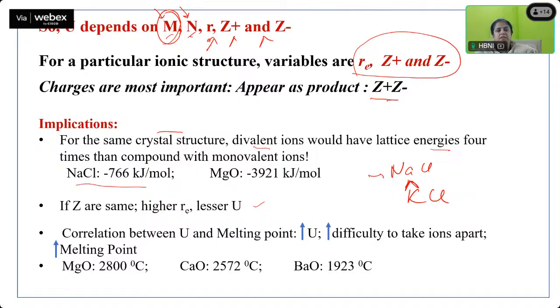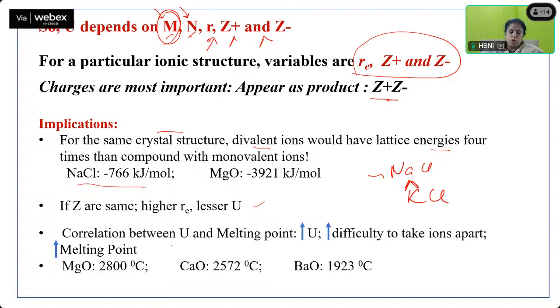Then how does it help us? Because there's a direct correlation between lattice energy and melting point. There is a direct correlation between lattice energy and thermal expansion. Thermal expansion of solids is very important to design engineers for any application.